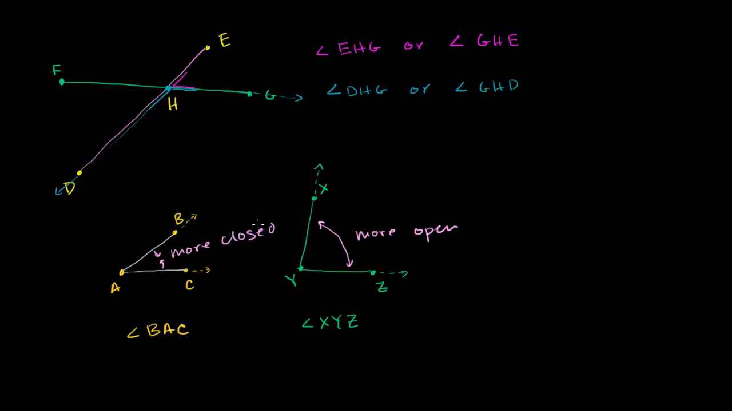So maybe when we measure angles, we should measure them based on how open or closed they are. And that actually is the case. Without even telling you how we measure an angle, you could say that the measure of angle XYZ is greater than the measure of this angle right over here. And any convention we use for measuring angles is essentially going to be a measure of how open or how closed an angle actually is. And I'll take that up in the next video, where we'll see how to actually measure an angle.